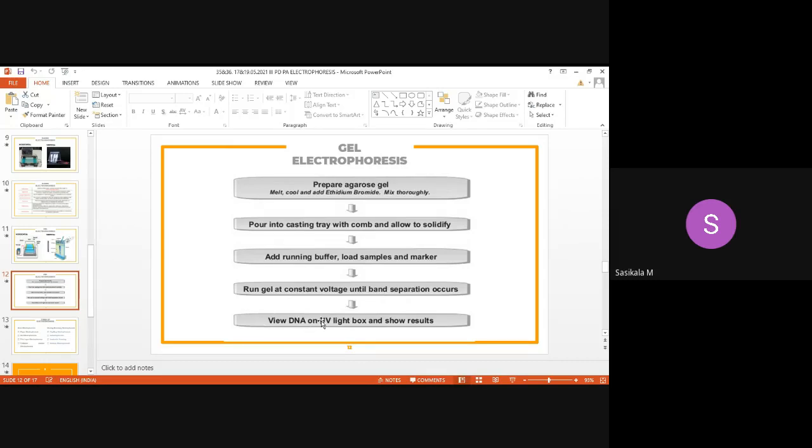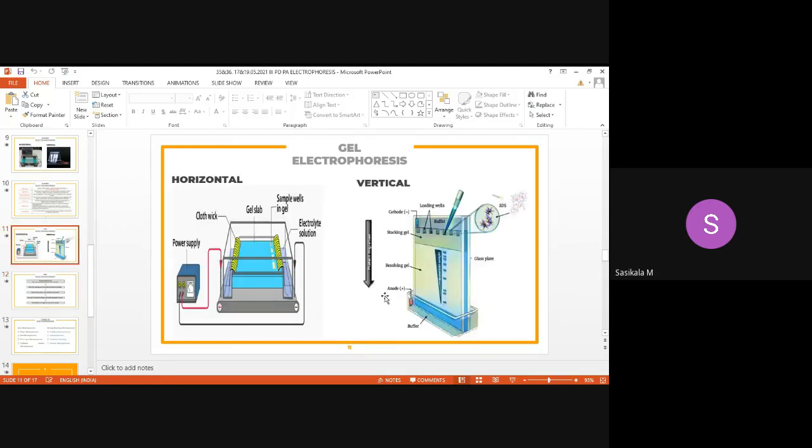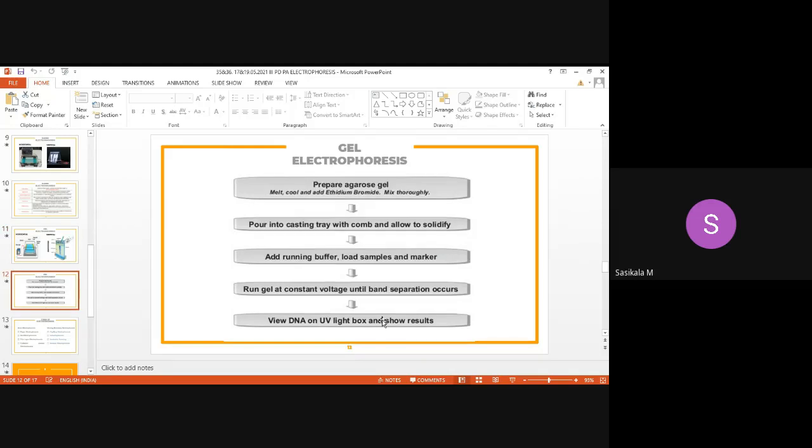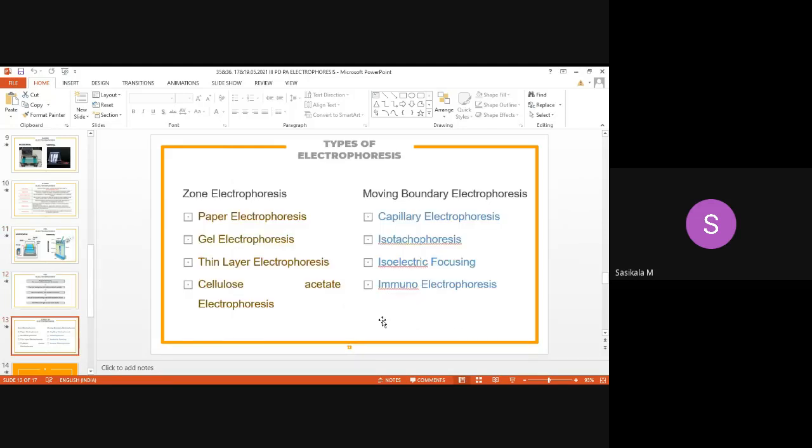Then view the DNA on a UV light box and you can find the results. You can view the separated spots, either DNA or proteins. Other proteins can all be separated. Macromolecules can be separated and can be detected using UV, fluorescence or radioactivity detection methods. Now let's move on to various types of electrophoresis.